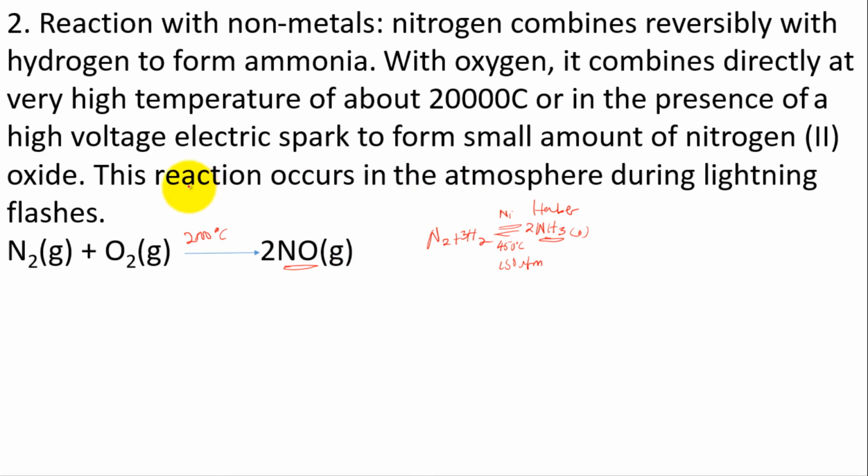This reaction occurs in the atmosphere during lightning. That is what you see during lightning flashing: nitrogen combining with oxygen. Because we told you that normally nitrogen dilutes the oxygen in the atmosphere to give us reasonable oxygen that we need for our normal day-to-day activities. But during lightning, nitrogen combines with oxygen to form nitrogen 2 oxide, and the temperature is about 2000 degrees Celsius.